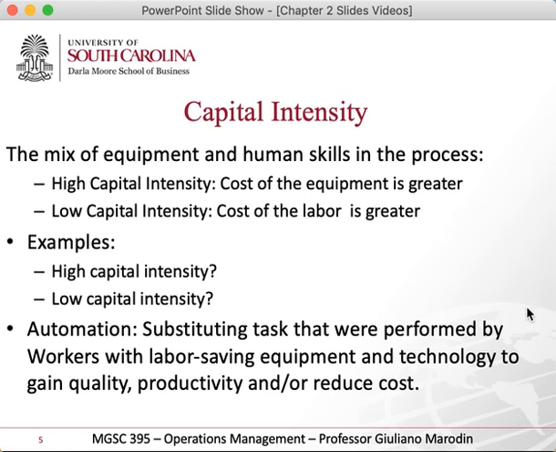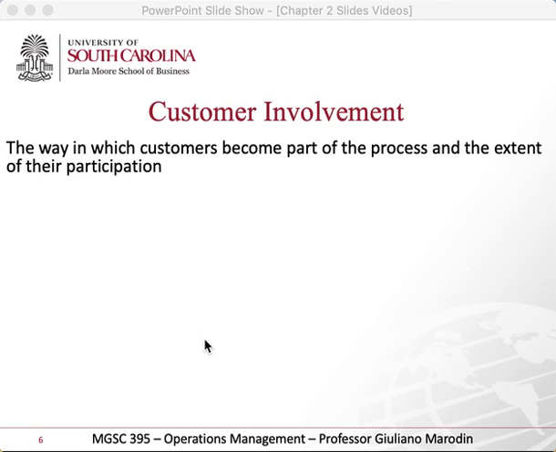Maybe one day we don't need anyone there. Just sit at a table, have an iPad, and someone just brings your food. Why do we need someone to take your order, right? In any restaurant. So the last group of decisions is about customer involvement, right?